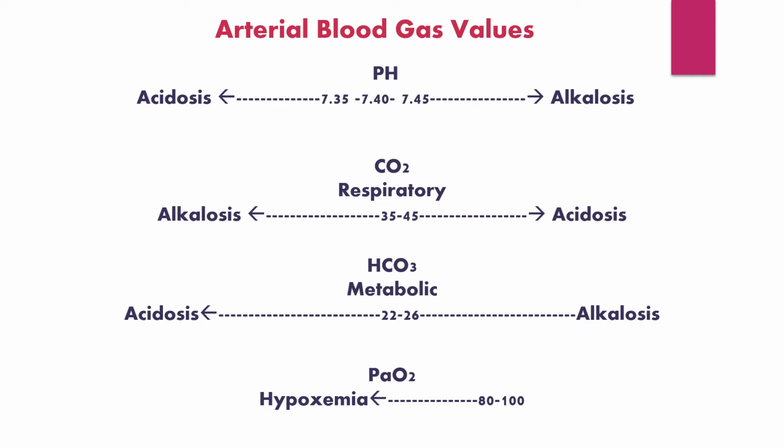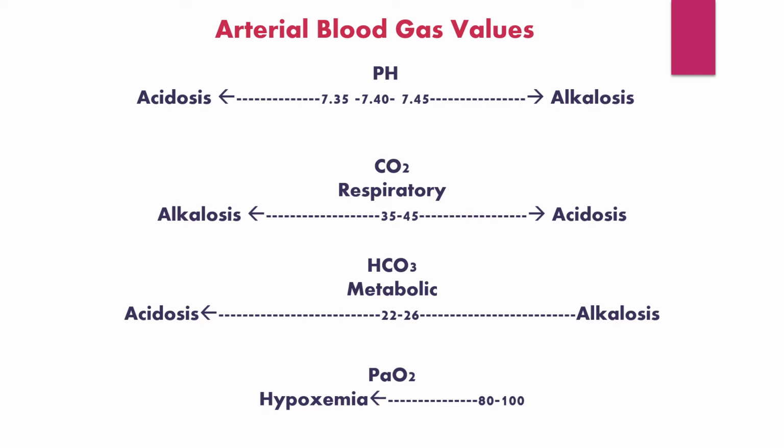CO2 represents the respiratory system, and it's kind of handy that the numbers are 35 to 45. It matches our normal values at the end of the 7.35 and 7.45. So that one's easy to remember. Our metabolic, the bicarb, is 22 to 26, and the way the numbers go for this matches the pH.